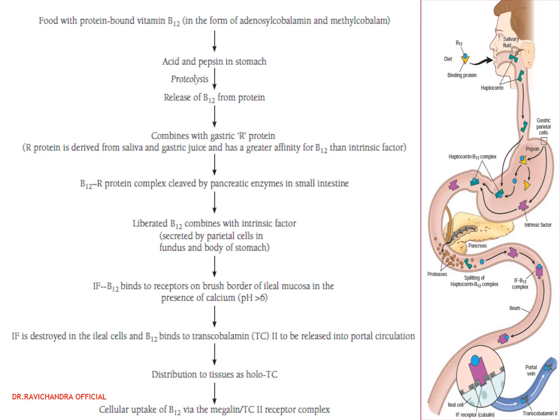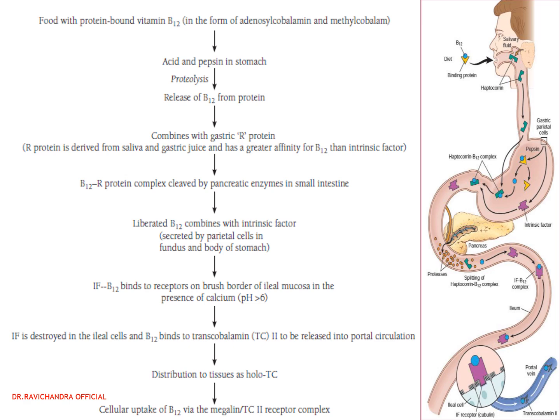When food has been taken, food with protein-bound vitamin B12 in the form of adenosylcobalamin and methylcobalamin will be released into the stomach. There, the acid and pepsin in the stomach will do proteolysis, thereby releasing the B12 from the protein-bound molecules. And this will combine with the gastric R protein. R protein is derived from saliva. It is also called haptocorrin.